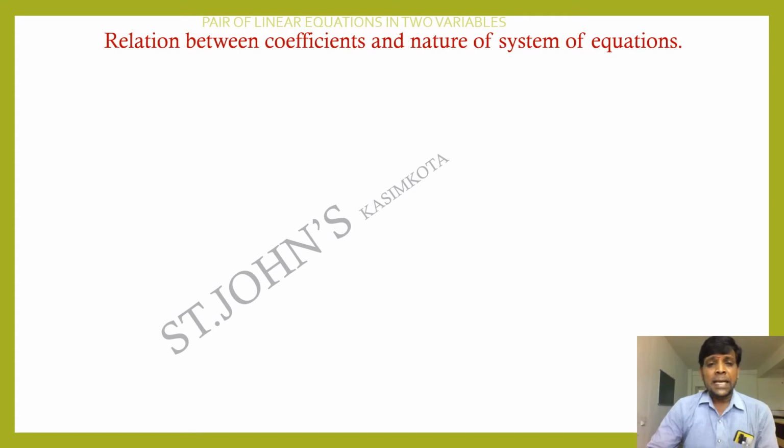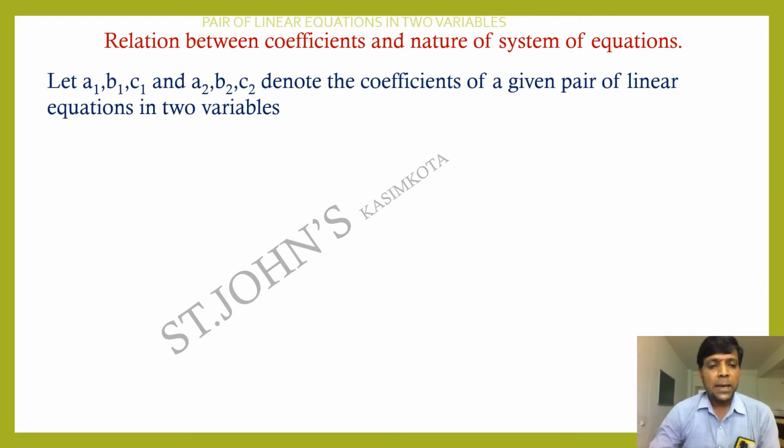So here, the relation between coefficients and the nature of the system of equations. We know that a pair of linear equations means simultaneous equations: a1x plus b1y plus c1 equal to 0, a2x plus b2y plus c2 equal to 0. So what is the nature of these types of equations, without graph? Let a1, b1, c1 and a2, b2, c2 denote the coefficients of the given pair of linear equations in two variables.